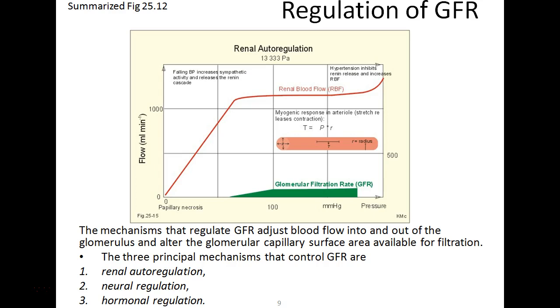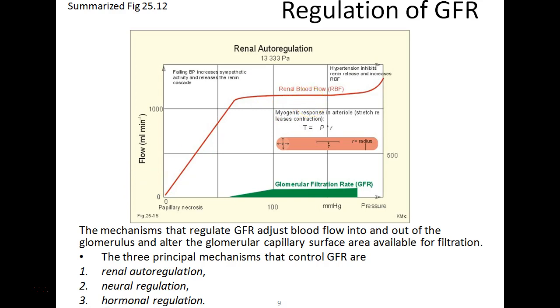This slide serves to show how we regulate the glomerular filtration rate. And we see a graph. Let's familiarize ourselves with this graph. On the y-axis, we see flow expressed in milliliters per minute. And on the x-axis, we're looking at pressure increasing as we go outwards. And then we have a trend line shown here in red that suggests renal blood flow.